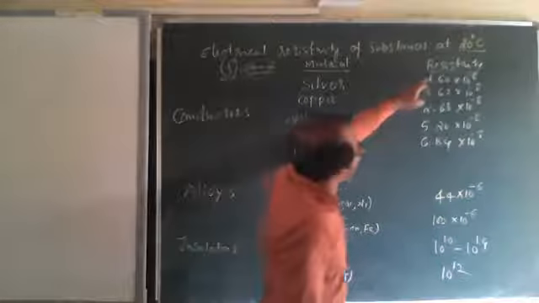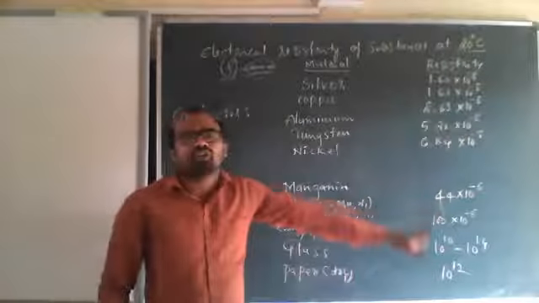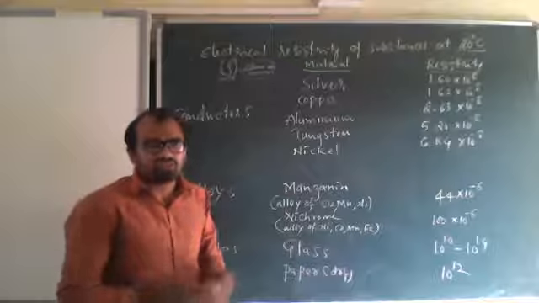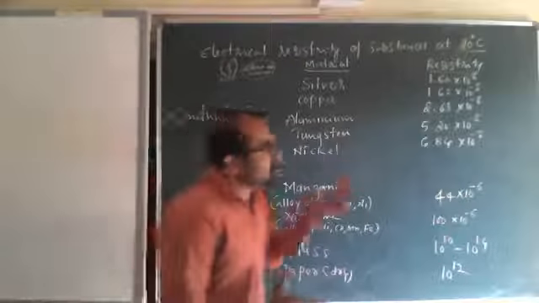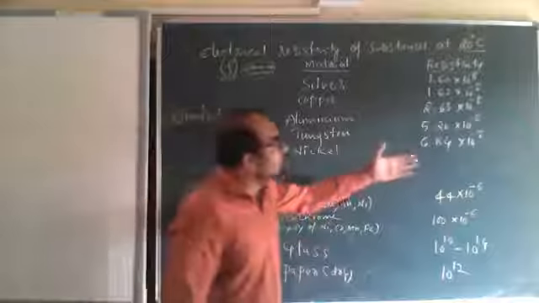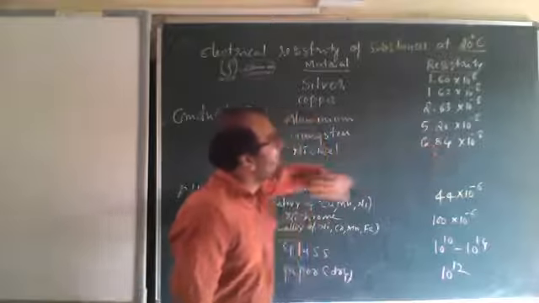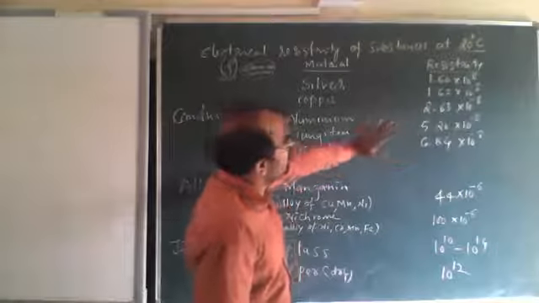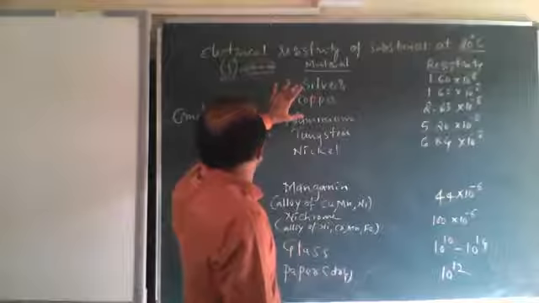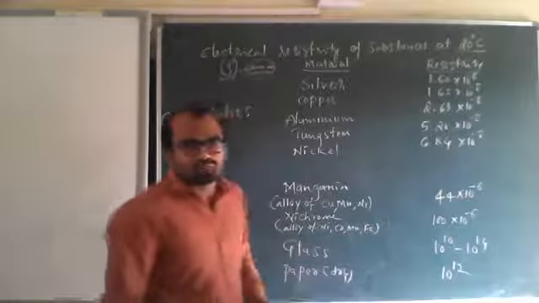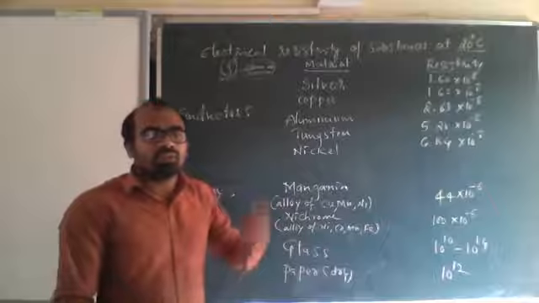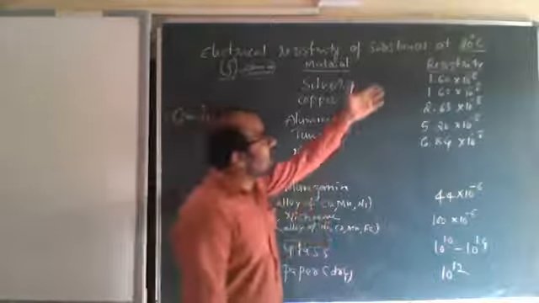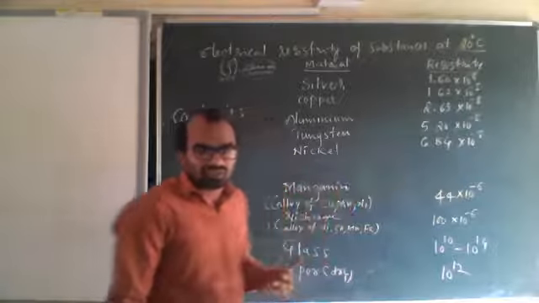See, their resistivity is very less, of the order 10 to the power minus 8. 10 to the power minus 8 is too much less. Hence, conductors have low resistivity. Low resistivity means there will be much flow of current. So they allow the flow of current because they have very low resistivity.